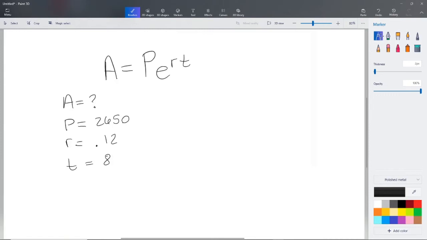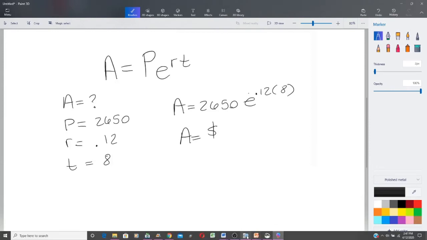All right, so we've got the principles. Let's set it up. A is equal to $26.50 times E to the power of 0.12 times 8. And that's it. So we bring our calculator up, and it's going to do the brunt work for us to tell us what it equals. We already know that A is going to equal something, and it's going to be in dollars. So let's go ahead and get that down first. And now we can bring our calculator up to get the answer.